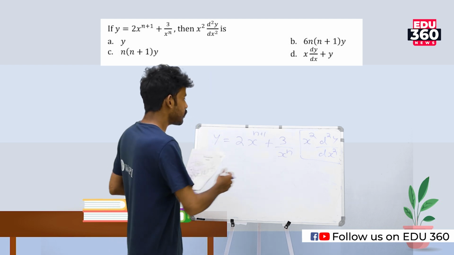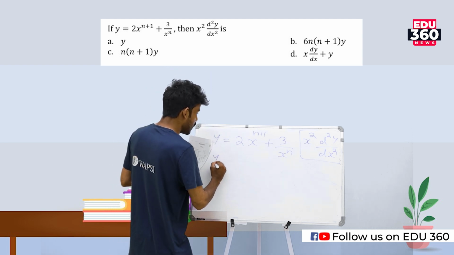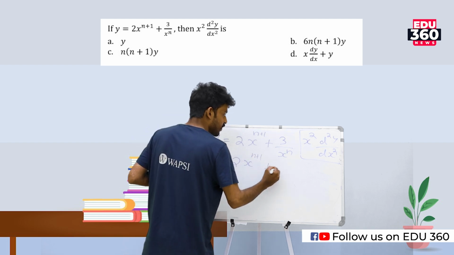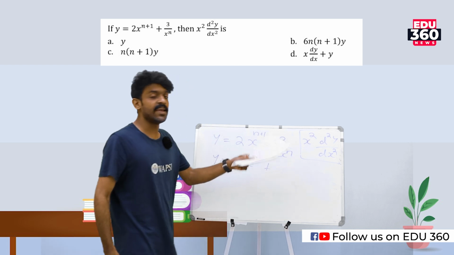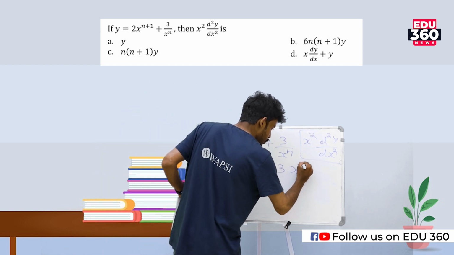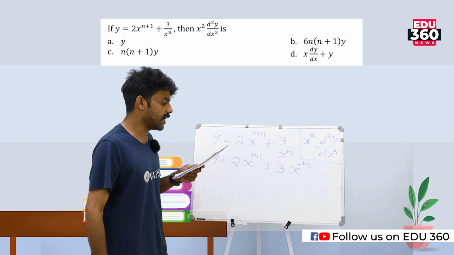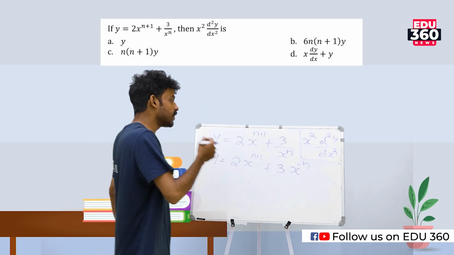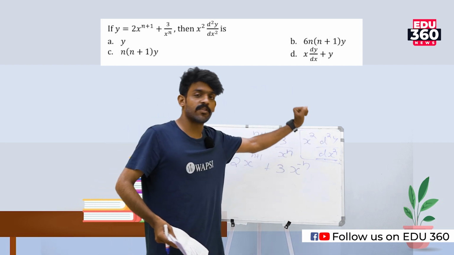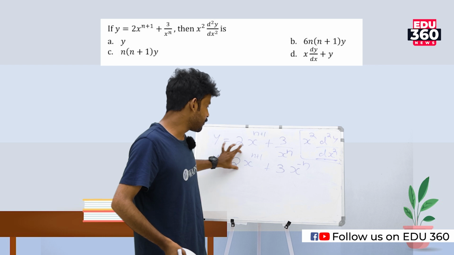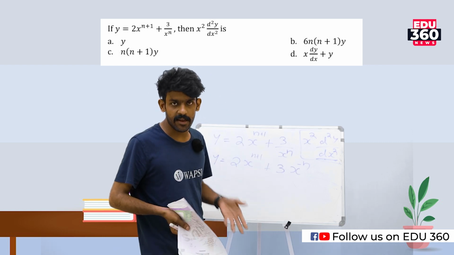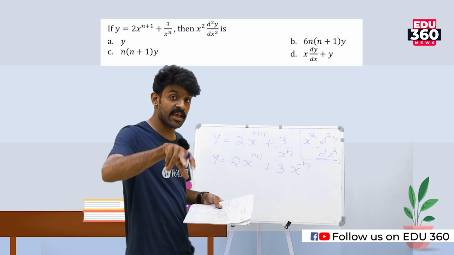First of all, we can write y is equal to 2x raised to n plus 1 plus 3 divided by x raised to n, which I'm going to write as 3 into x raised to minus n. This is the next step. Here you can see there are two derivatives. First we find the first derivative, dy by dx, and then again differentiate with respect to x.